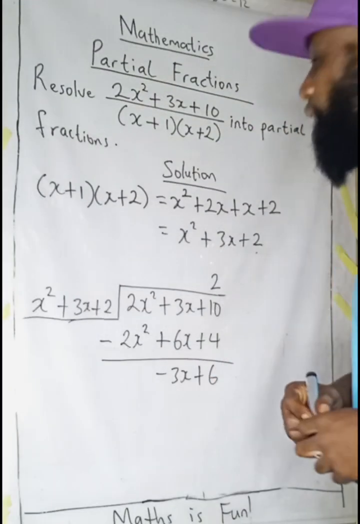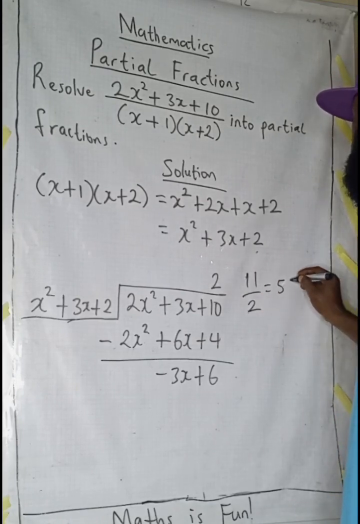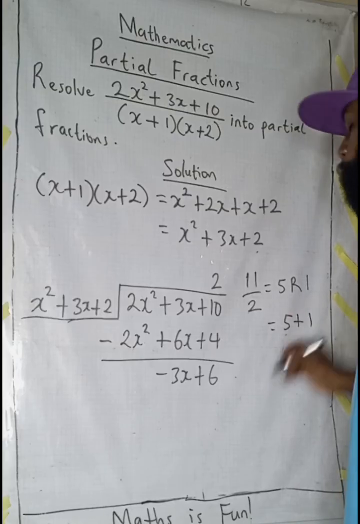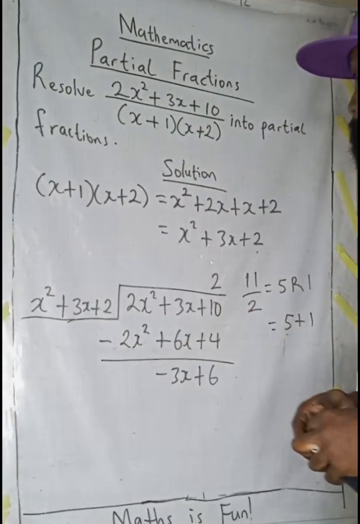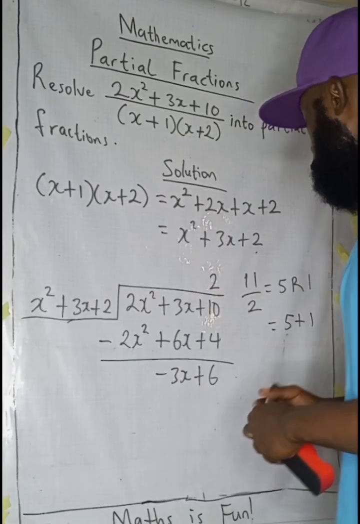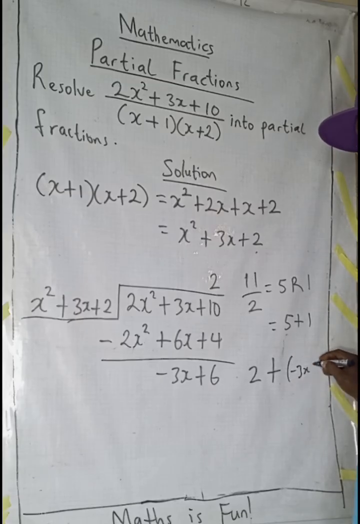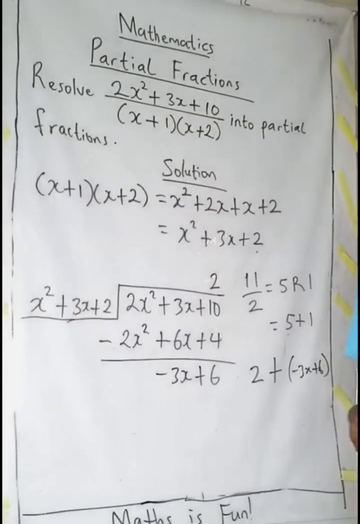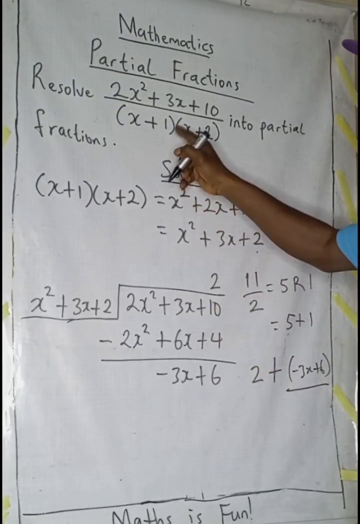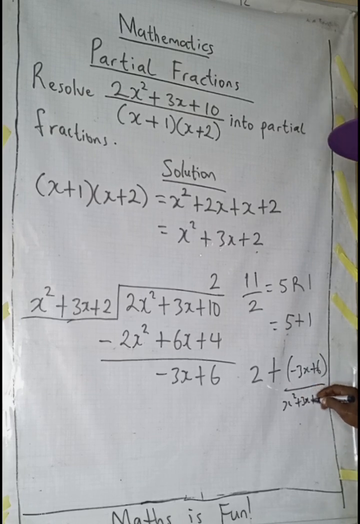So now remember, if you have something like 11 divided by 2, it's going to give us 5 remainder 1, which we can call 5 plus 1, right? So we're going to apply it here too. What we have here divided by this gave us 2 remainder this, which we can call 2 plus minus 3x plus 6, right? All over what? The denominator we have here, x squared plus 3x plus 2.